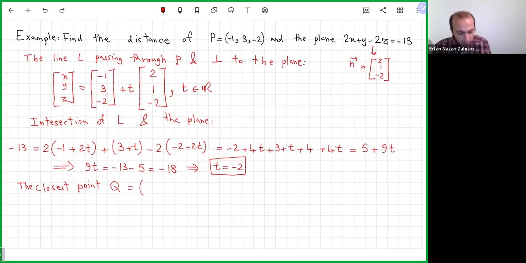putting this in this equation. So negative 1 plus t, which is minus 2 times 2, which is minus 4, so negative 5. Then 3 minus 2 times 1, which is minus 1, so 1. Then negative 2 minus 2 times negative 2, which is plus 4, so 2. So the closest point is (negative 5, 1, 2).